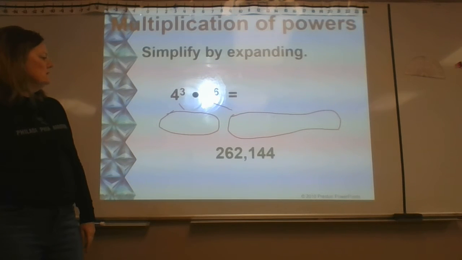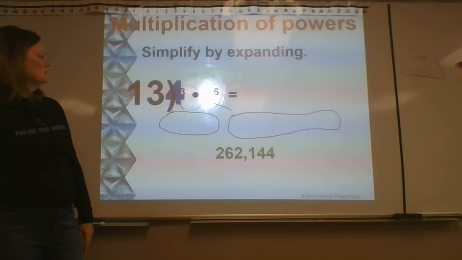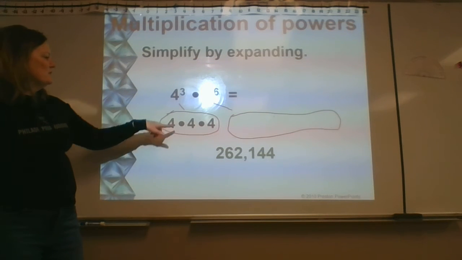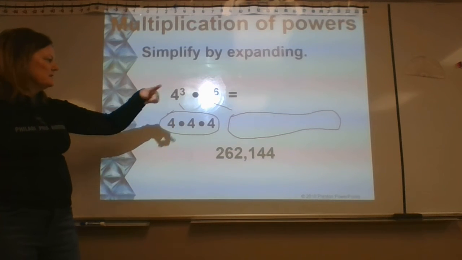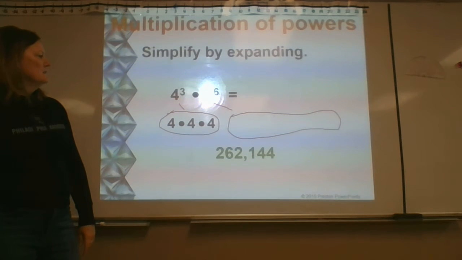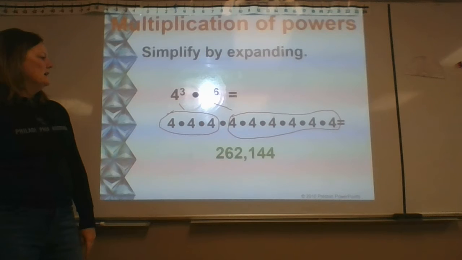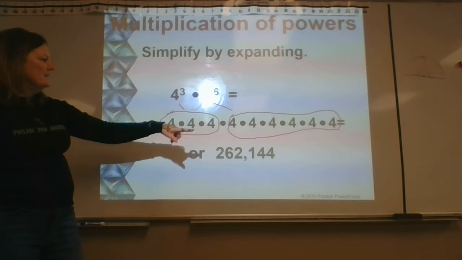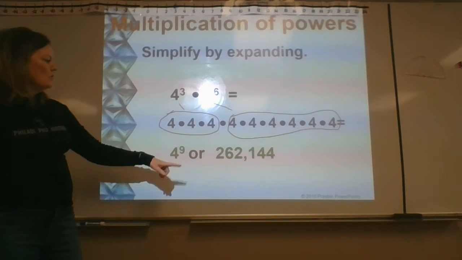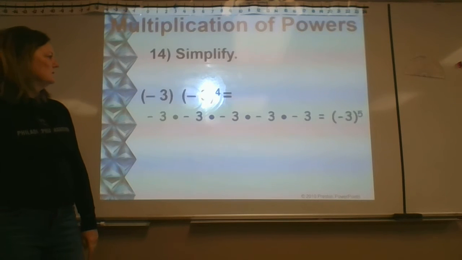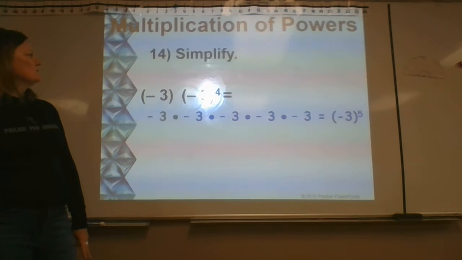Let's do the next one, same thing. So 4 to the third is 4 times 4 times 4, 4 to the sixth, 4 multiplied by itself 6 times. And if you multiplied that out, we have 9 4s multiplied together, or 262,144.